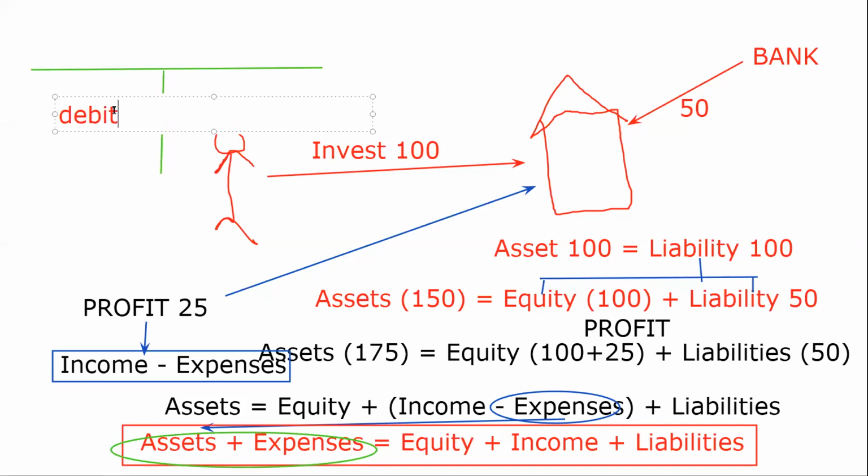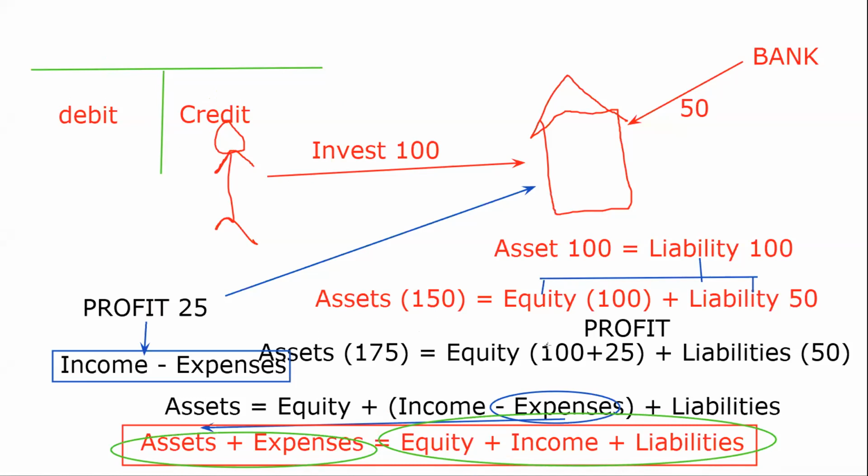Debit and credit. So asset and expenses increase on the debit side and decrease on the credit side, and the other three accounts, equity, income, and liabilities, increase on the credit side and decrease on the debit side. So this is the basic of the accounting equation, and this is the basis for the double entry principle.